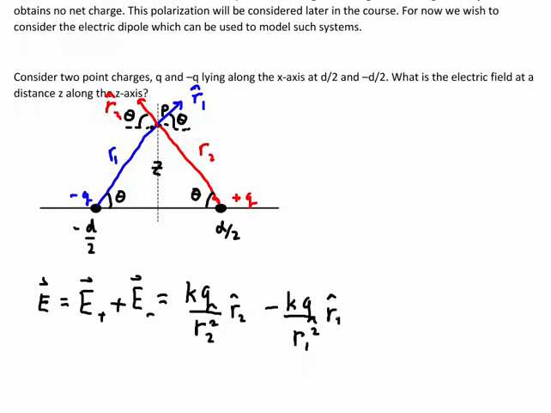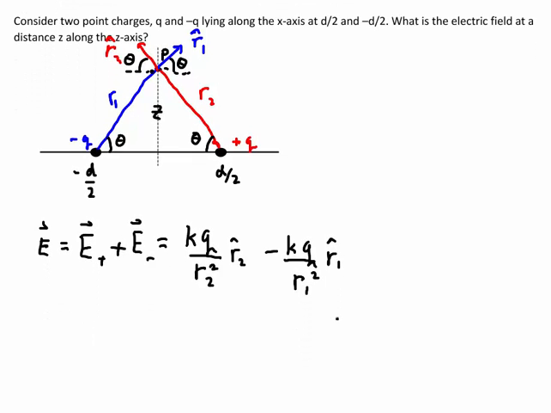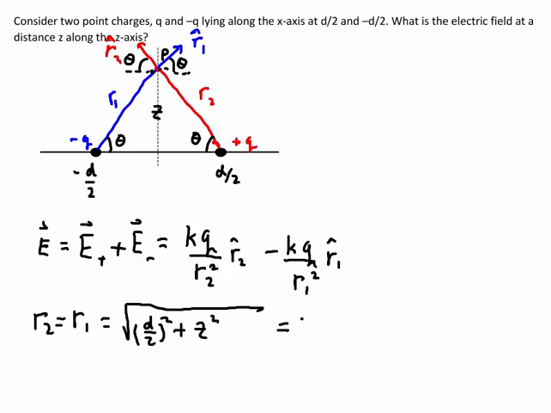In this particular problem, the geometry is such that R2 is equal to R1 and is simply the hypotenuse of a triangle whose length is Z and whose other side is D over 2. So it is equal to the square root of D over 2 squared, that's one side, plus Z squared. And we'll just call this R.